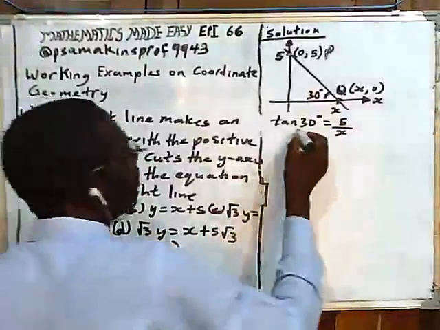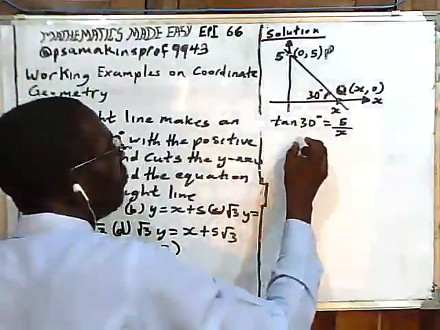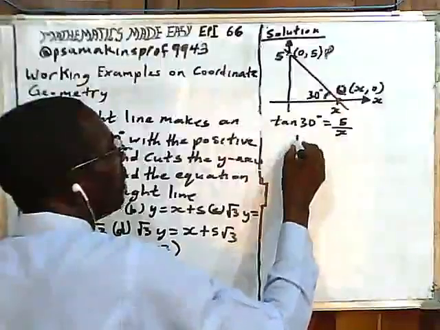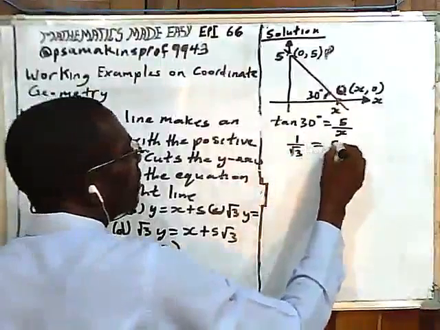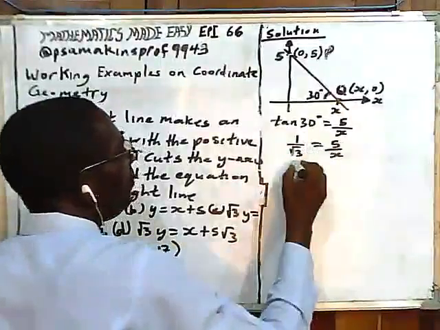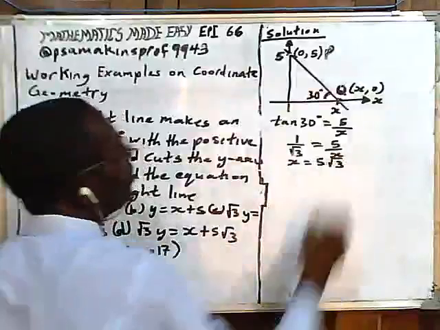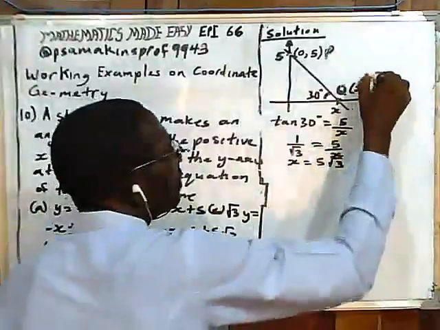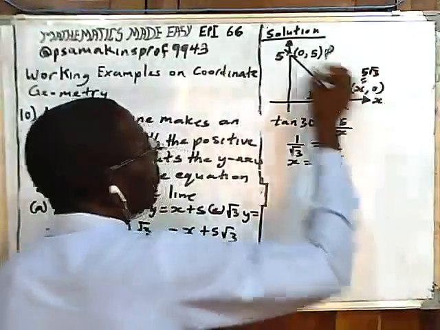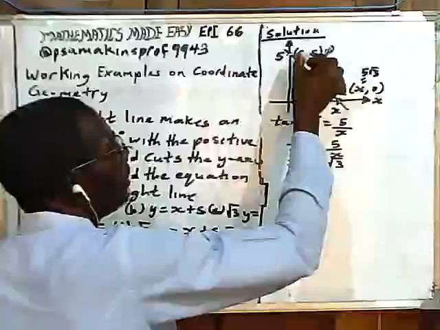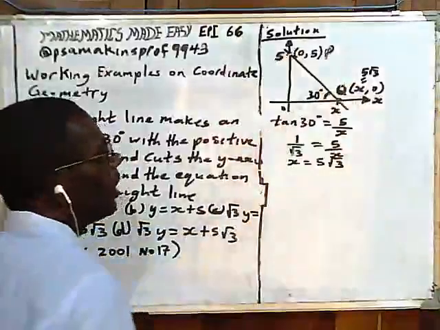What is tan 30? Tan 30 gives us 1 over root 3, which is equal to 5 over x. That means x equals 5 root 3. So here your x is 5 root 3, while your y is 0. Then this other point is 0 at this end and 5 at the point of y.